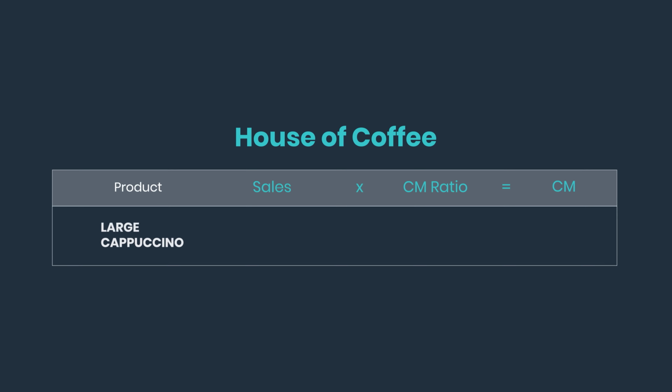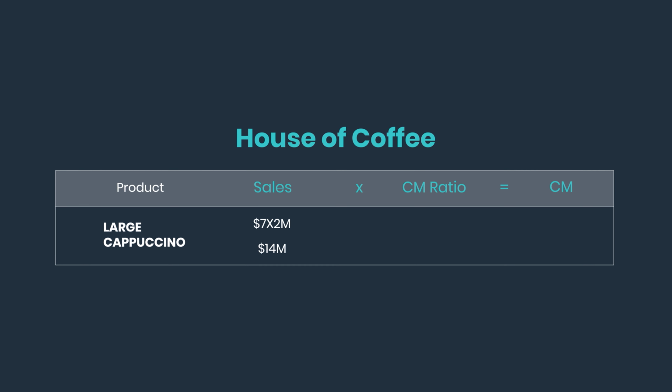Now, let's use the second formula. As a reminder, the formula is total sales revenue multiplied by contribution margin ratio equals total contribution margin. For the second formula, we must first determine the total sales revenue and contribution margin ratio. Then we'll multiply these two numbers to find the total contribution margin. Again, let's walk through the analysis of the large cappuccino as an example and reminder of the previously discussed formulas. If 2 million large cappuccinos were sold at $7 each, the total sales revenue, or sales price per unit times the number of units sold, is $14 million.